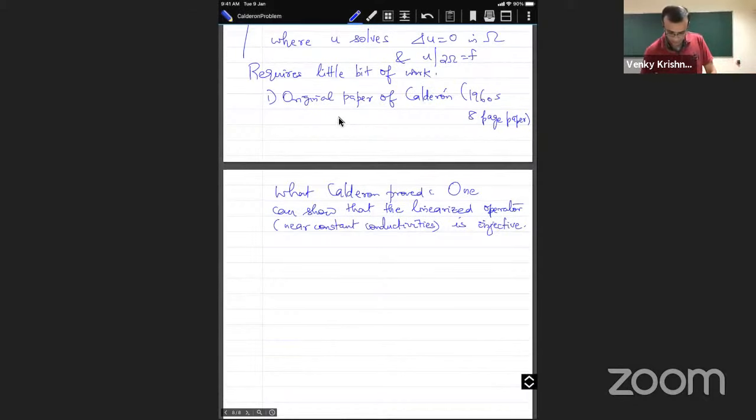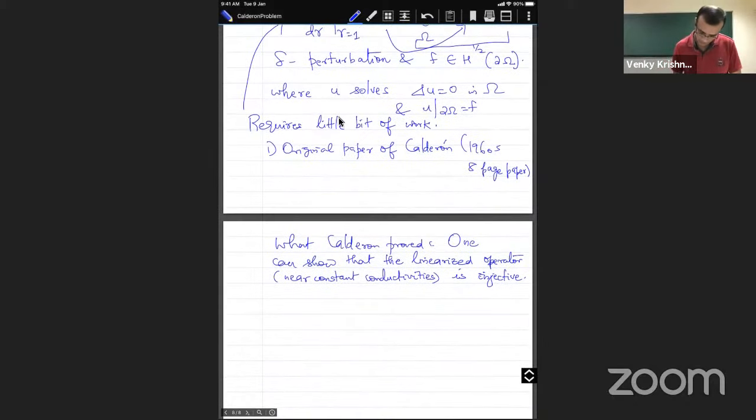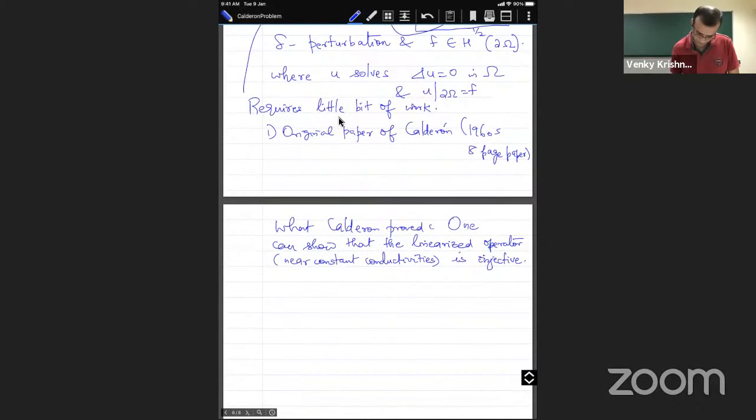Now, I forgot to mention why you actually get a harmonic function: Laplace u is equal to 0, and u on the boundary is equal to f. The reason why we get Laplace u equal to 0 and u on the boundary equal to f is because of linearization near constant conductivities.